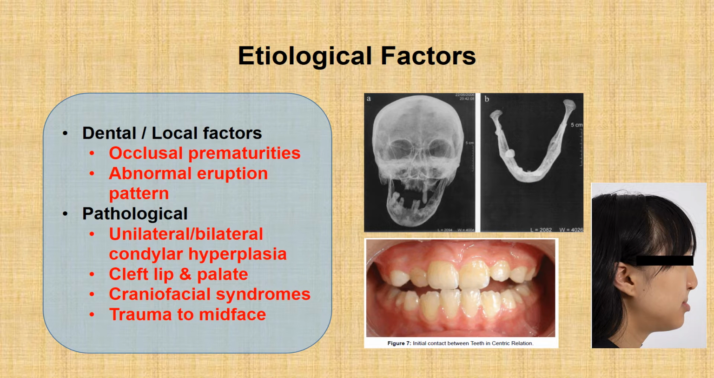Now, dental or local factors: you can get occlusal prematurities, which cause the jaw to be displaced in a forward direction, as well as an abnormal eruption pattern. Pathological factors include unilateral or bilateral condylar hyperplasia, cleft lip and palate, whereby the maxillary growth is retarded, craniofacial syndromes, as well as trauma to the midface, which again causes a reduction in the growth of the maxilla.